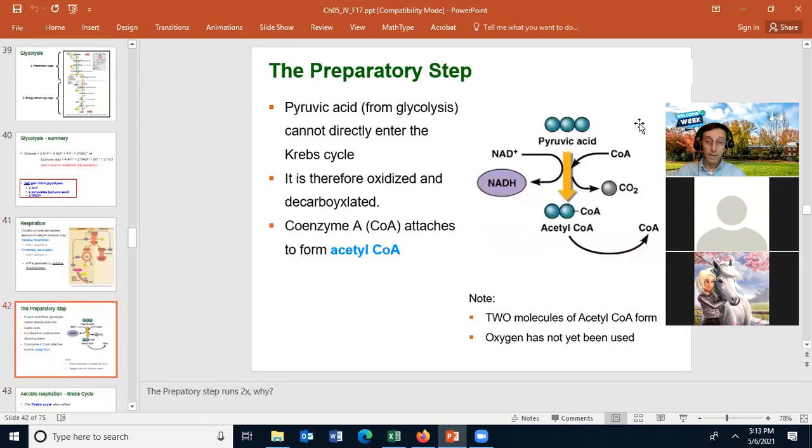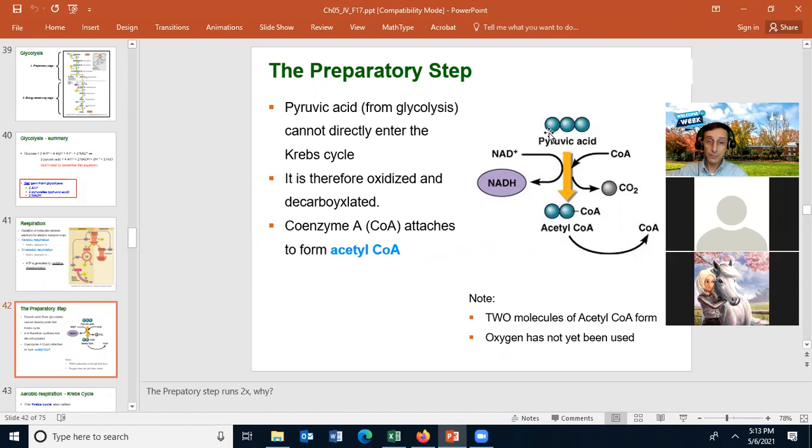All right. So we talked about glycolysis, where we convert glucose to pyruvic acid. Well, pyruvic acid cannot directly enter the Krebs cycle. So the pyruvic acid enters the preparatory step to prepare it for entry into the Krebs cycle. The preparatory step is just one step. Pyruvic acid is converted into acetyl coenzyme A.